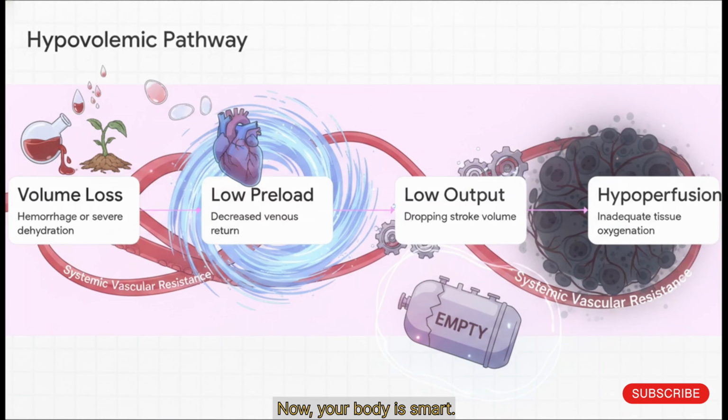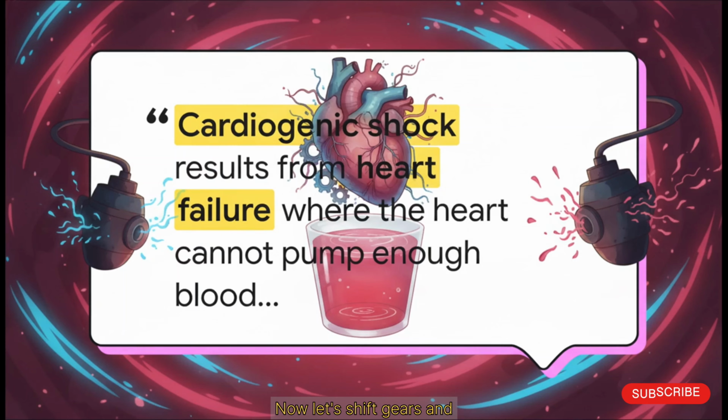Now, your body is smart. It tries to compensate by clamping down on the blood vessels, meaning the systemic vascular resistance, or SVR, actually goes up to try and maintain blood pressure, but without fluid, the tank is still empty. Now let's shift gears and look at cardiogenic shock. In this scenario, the fluid volume is perfectly fine. The tank is full, but the pump just isn't strong enough to deliver the blood. The driving force itself is broken.